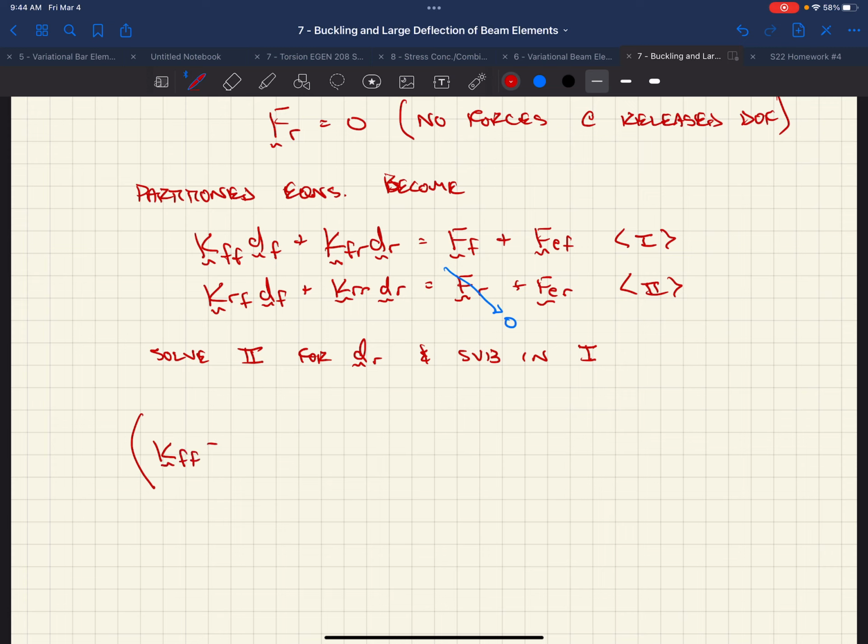When you release any degree of freedom, it's reorganizing our stiffness matrix for every single element, right? Depending on our fixity, we end up with this equation, F sub F plus F_EF minus K_FR K_RR inverse F_ER.